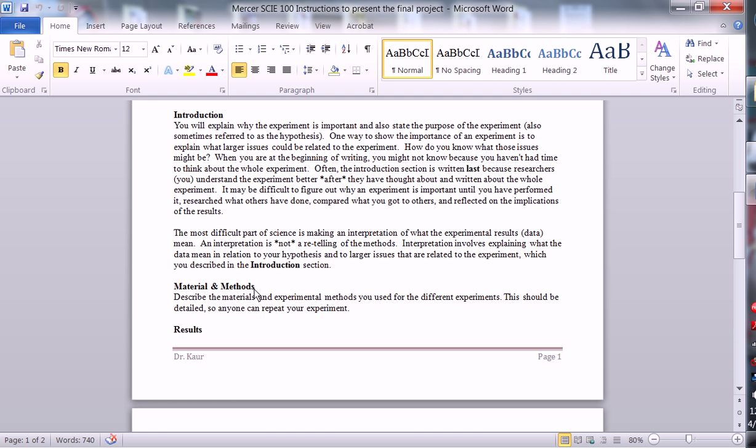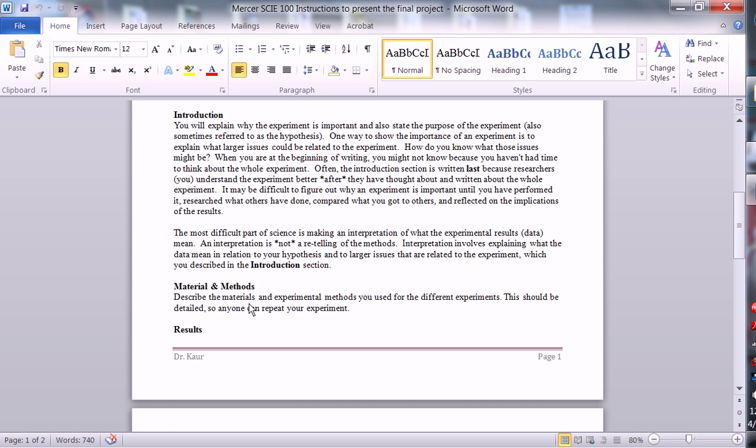Then move to methods. Now, what are methods? So make a separate slide for methods. Methods is basically your protocol or your recipe. What method you have used to perform your experiment. So give us a detailed procedure.